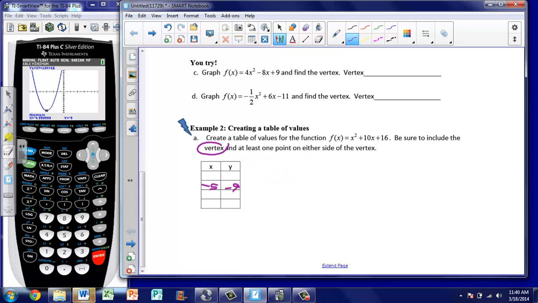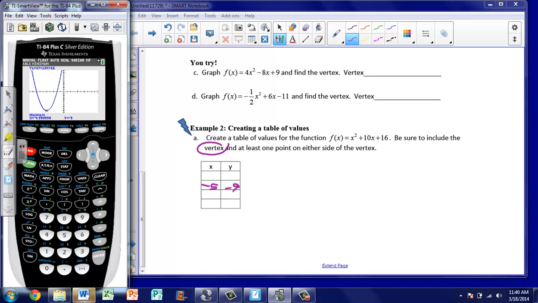So when I go to my table, second, table, here's my x values. Well, I know my vertex has an x value of negative 5. So I'm going to up arrow here till I see negative 5. Okay, there's negative 5. Slow down. There we go. Negative 5, negative 9 is the vertex. Now I want to pick 1 point on either side of it. So I could do negative 6, negative 8, and negative 4, negative 8.